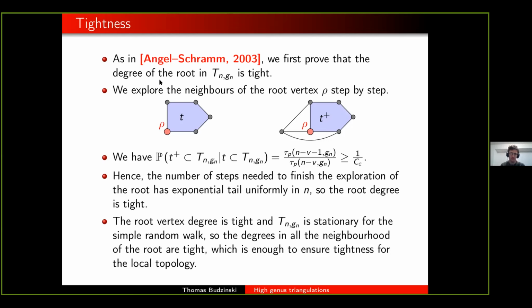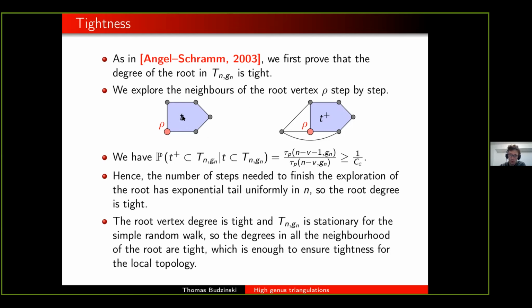So we want to prove that the degree of the root cannot be too high. And for this, we explore the neighborhood of the root. So here my root is this red vertex rho. Assume that at some point I have discovered a neighborhood of the root, little t. The bounded ratio lemma ensures that with some positive probability, let's say probability larger than 1/1000, in the next steps of my exploration, the following is going to occur.